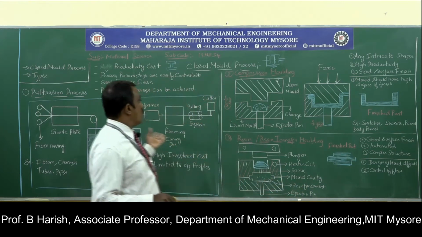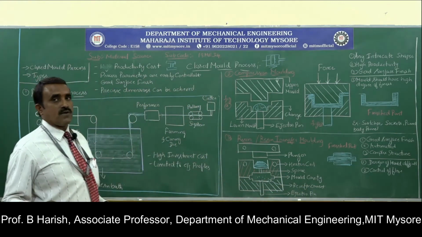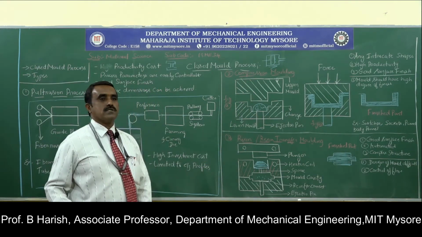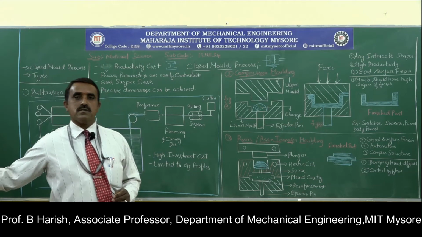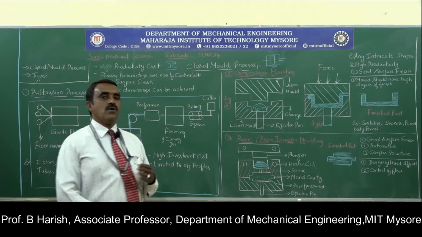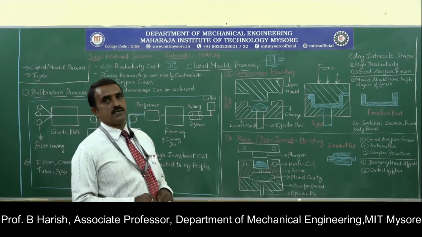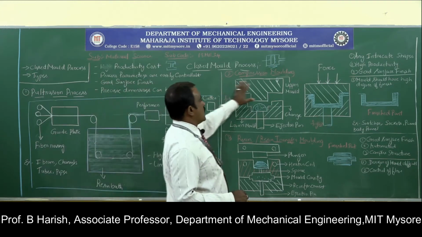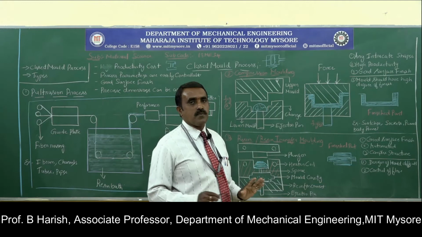So next, once we know the first one, we can move to the second one, that is compression molding. The compression molding process is once again a closed mold process that is used for producing composite material. Here, coming to the part, a simple setup is used.